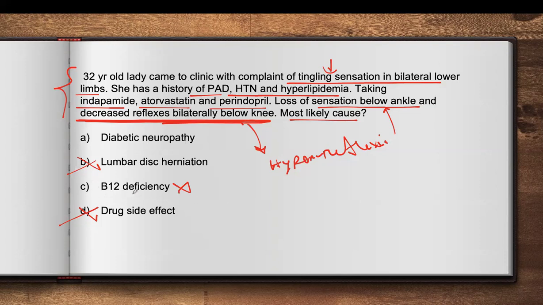And even if you did not know the B12 deficiency features, you see that this patient has all the atherosclerotic problems, right? Peripheral vascular disease, hypertension, cholesterol, which means that this patient is a typical candidate to develop diabetes as well. Okay, so that is diabetic neuropathy, which can present with all the features. Tingling, numbness sensation, reflexes can be low below the knee. So all of this can be there in a diabetic neuropathy patient. Okay.